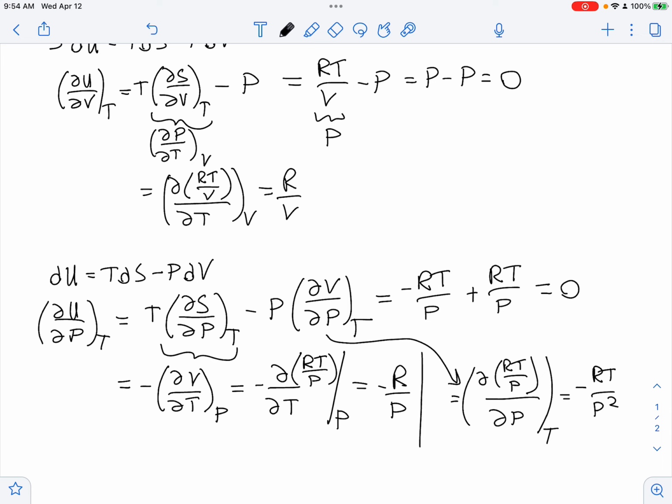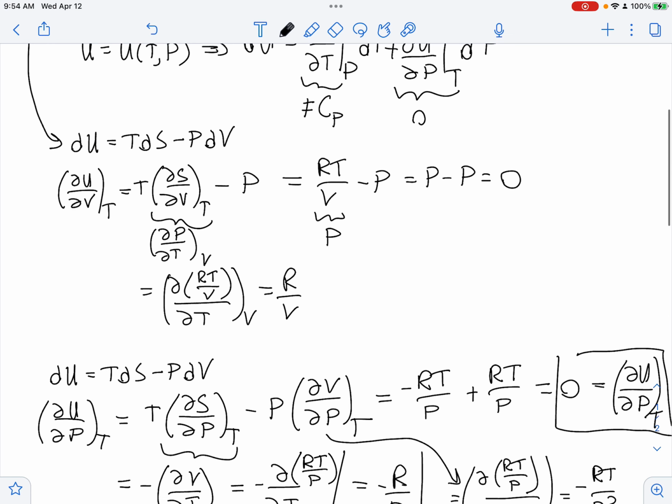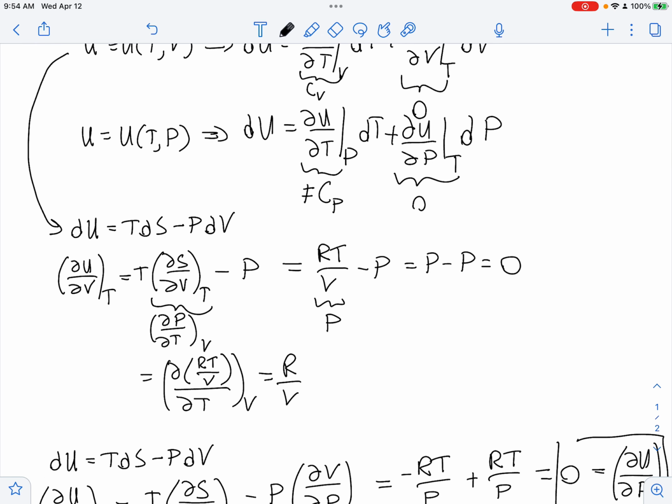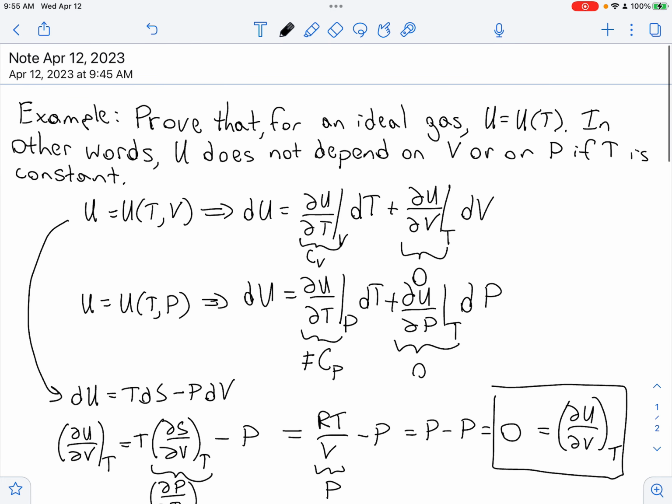So let me just box it to make clear that we've accomplished our mission. What we're saying here is that the ideal gas law tells us that U is exclusively a function of temperature, even if pressure and volume change. As long as temperature holds constant, then the internal energy of an ideal gas will not be affected. And that is what we wanted to prove.